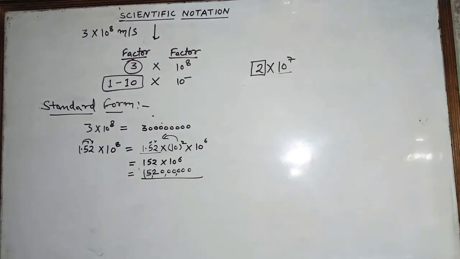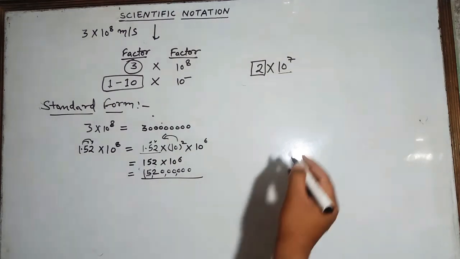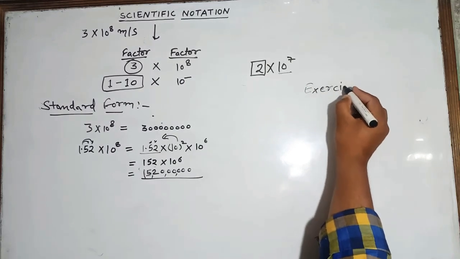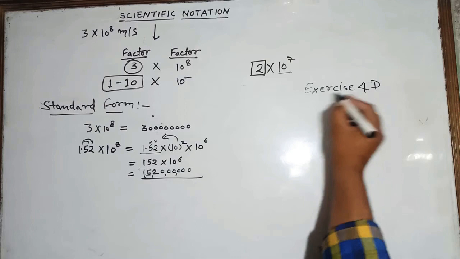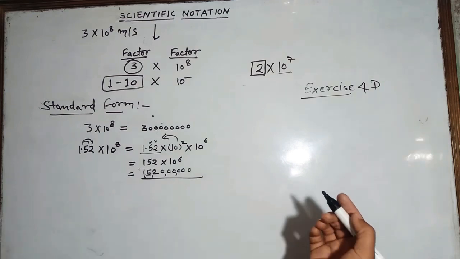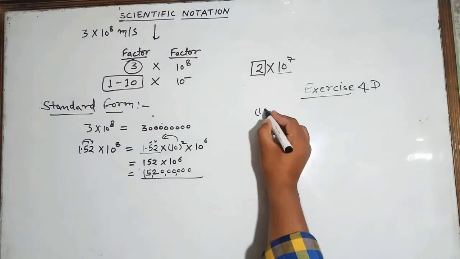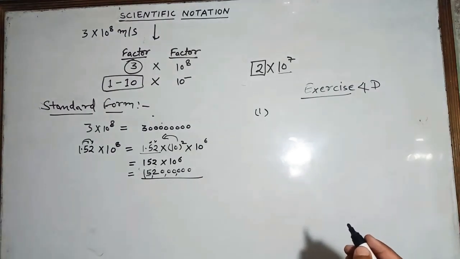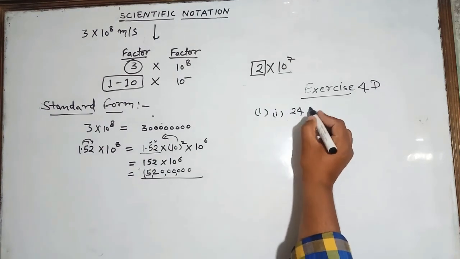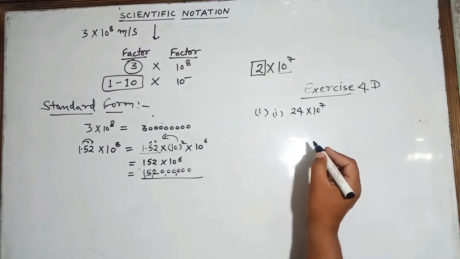Now come to Exercise 4D. Question number 1: Is the number written in scientific notation? Write yes or no. First part is 24 into 10 to the power 7.